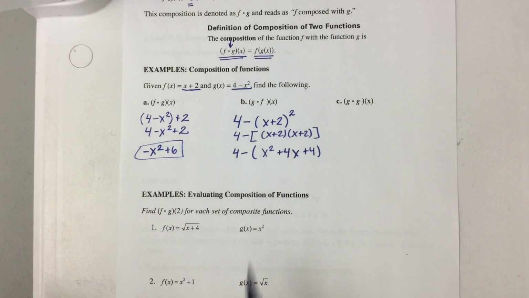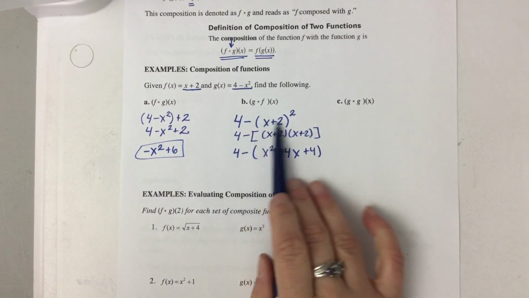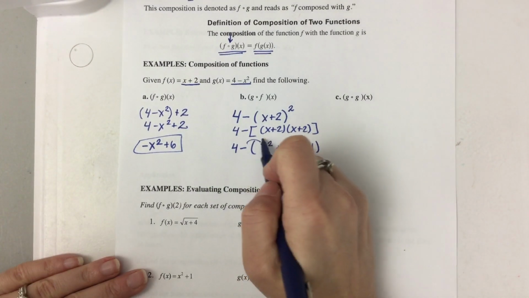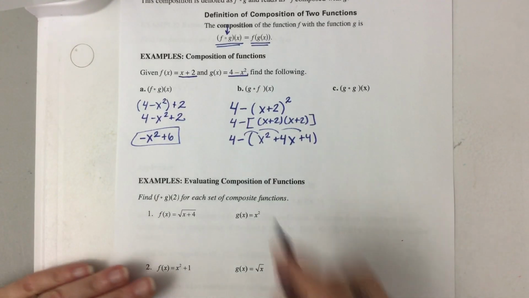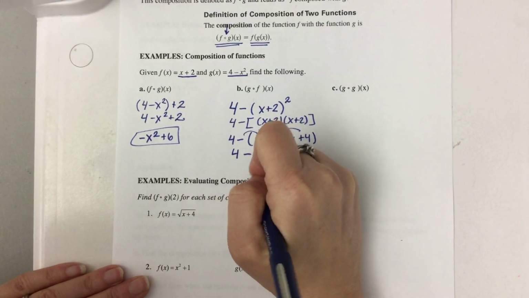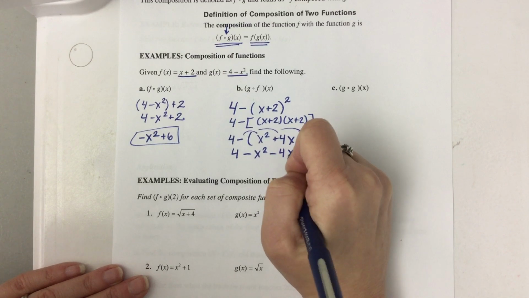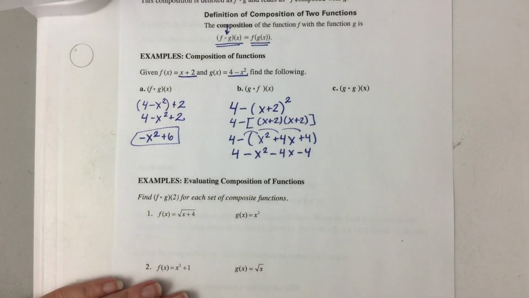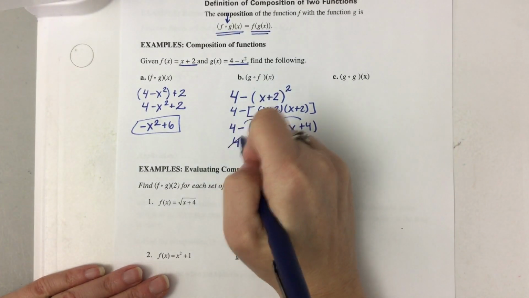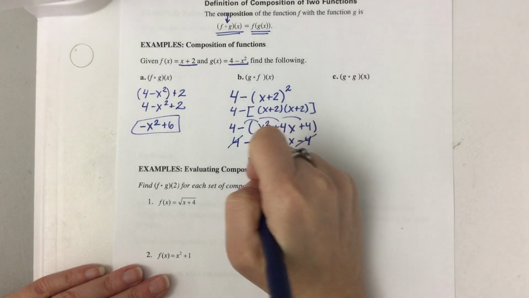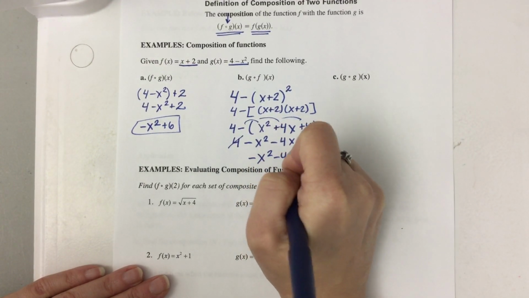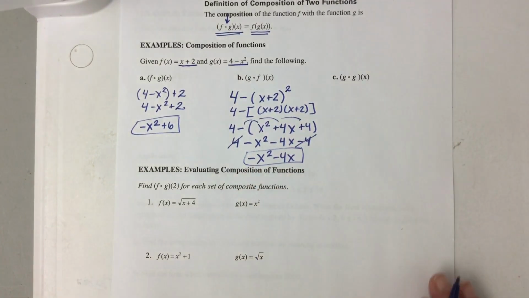Now what we need to be careful of is we are subtracting this. So this minus sign needs to go to each term. 4 minus x squared minus 4x minus 4. Now when I go to combine like terms, positive 4, negative 4 cancels. Negative x squared minus 4x, and you're done.